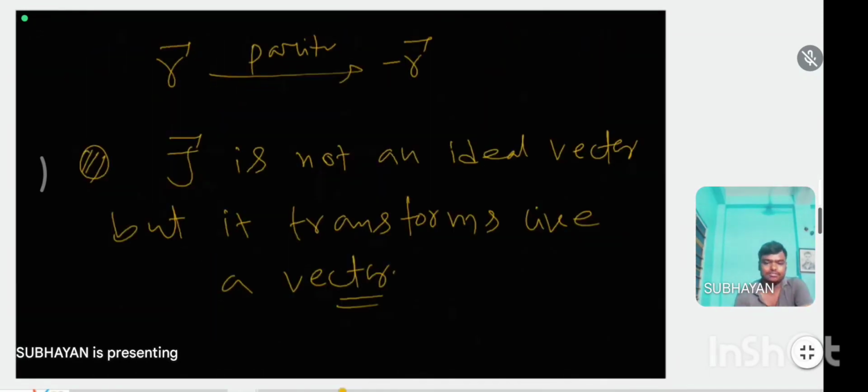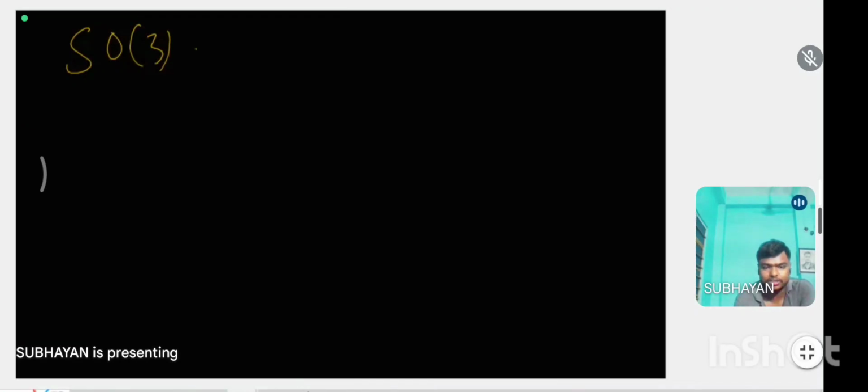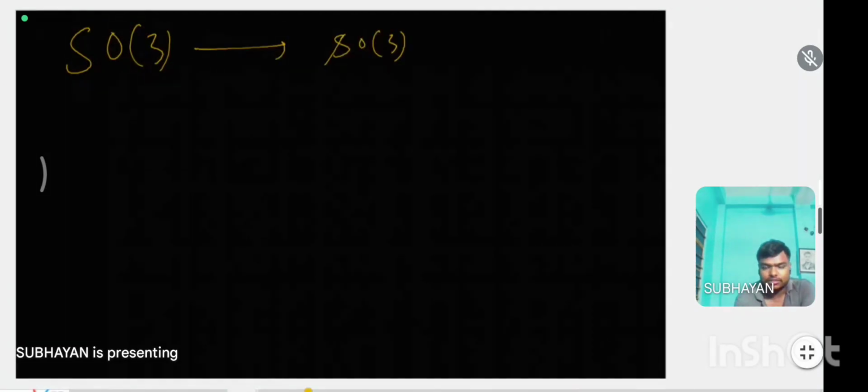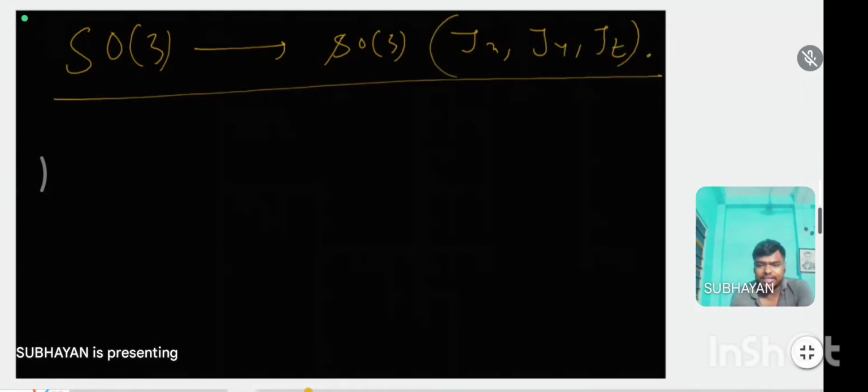That's the key physics behind this rotational transformation: angular momentum is not an essential vector, but the transformation of angular momentum from one coordinate system to another will be like a vector. So this is the rotational symmetry. So we have the group SO(3), and SO(3) has the generator group small so(3). The elements are Jx, Jy, and Jz, and this generator group follows the Lie algebra.